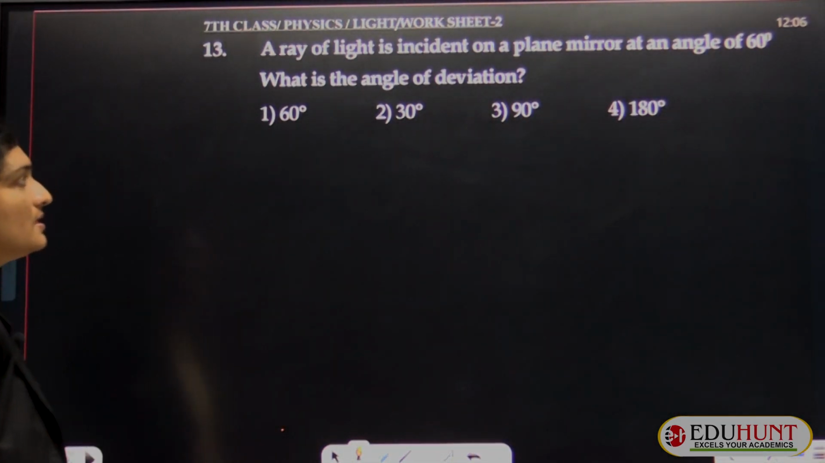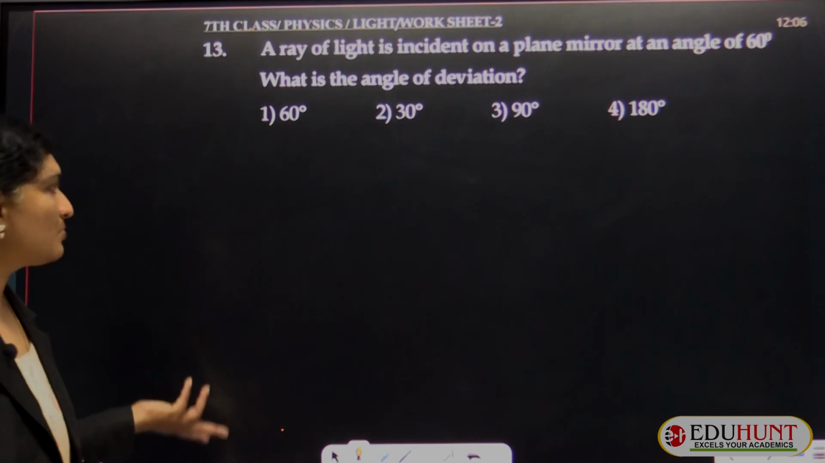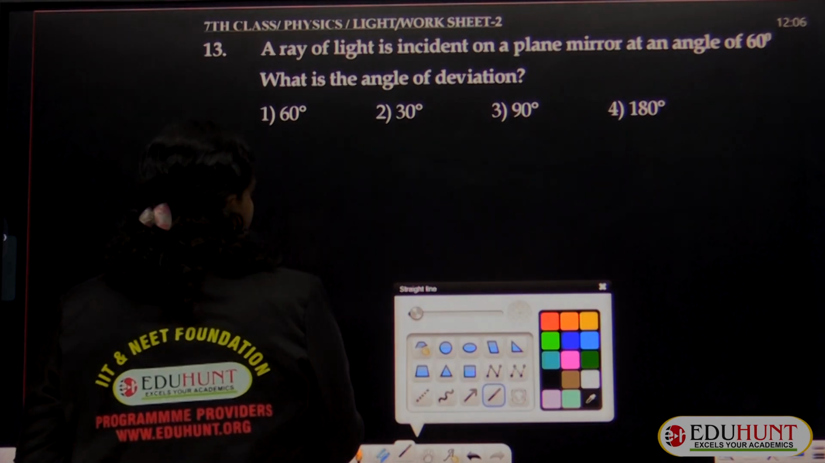Well. So, now the 13th question. A ray of light is incident on a plane mirror at an angle of 60 degrees. What is the angle of deviation? The previous problem is the same. So, the same problem is repeated in a different version, children.